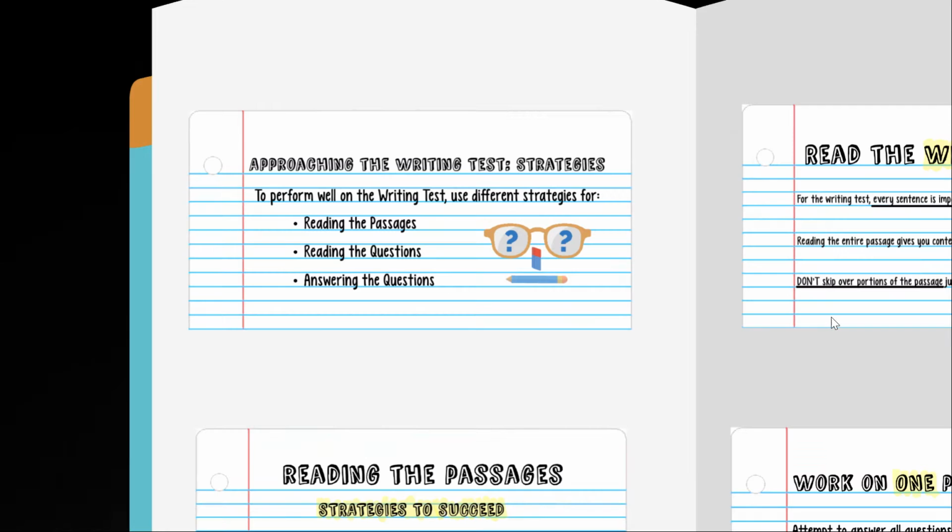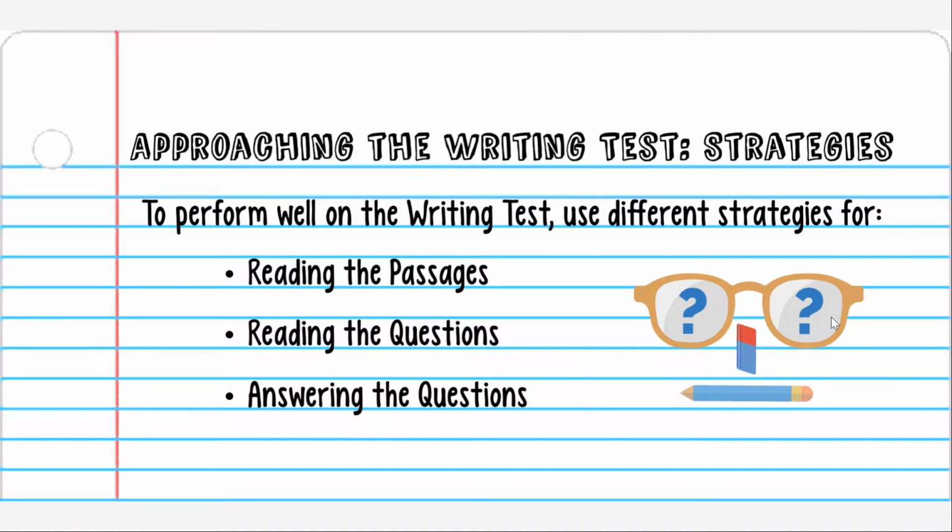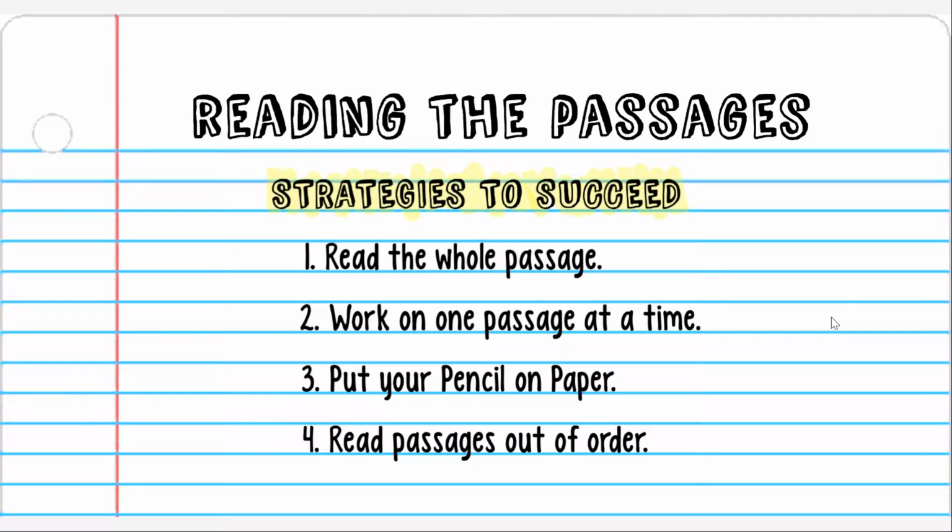All right. Approaching the writing test. We're presenting strategies specific to the writing portion of the SAT throughout these next few slides. To perform well on the writing test, use different strategies for reading the passages, reading the questions, and answering the questions. So here are some strategies to succeed. Read the whole passage, work on one passage at a time, put your pencil to paper, mark it up, and read passages out of order.